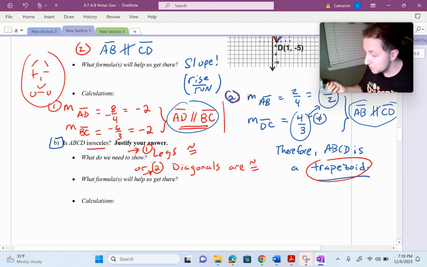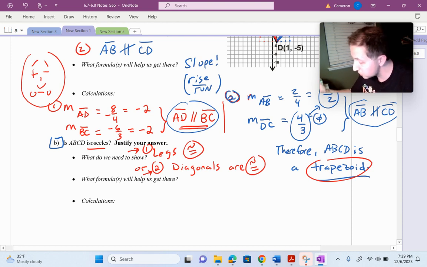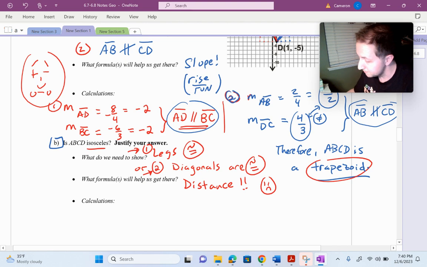Or if you prove the diagonals congruent, you've done your job and you've proven it isosceles. Anytime we're trying to prove lengths are congruent or lengths are equal, segments are congruent, it has nothing to do with parallel or bisecting. You're going to have to use the distance formula. Unfortunately, there's no way around it.